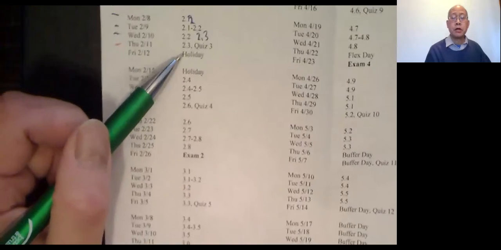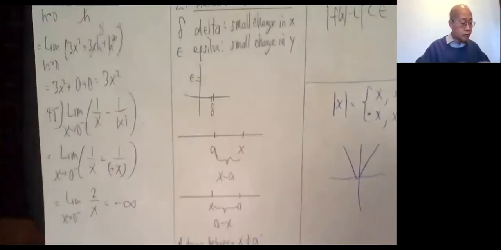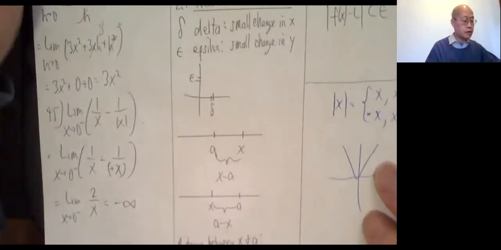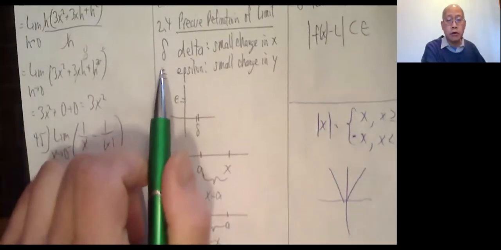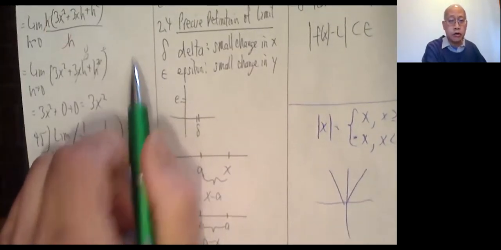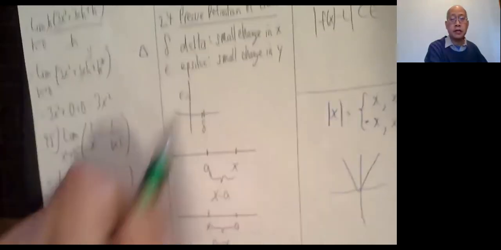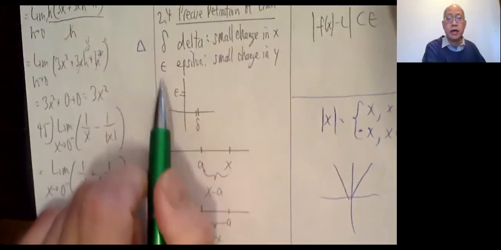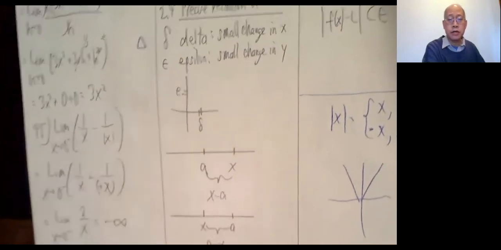All right. So let's go back and do more 2.4 introduction to epsilon and delta stuff. So, reminder of where we were. This is all stuff I gave yesterday. So Greek letter delta, lowercase delta. Again, there's a triangle delta also. That's uppercase. Lowercase delta, small change in x. Epsilon, funny looking e, small change in y. Here's delta, here's epsilon. Okay.